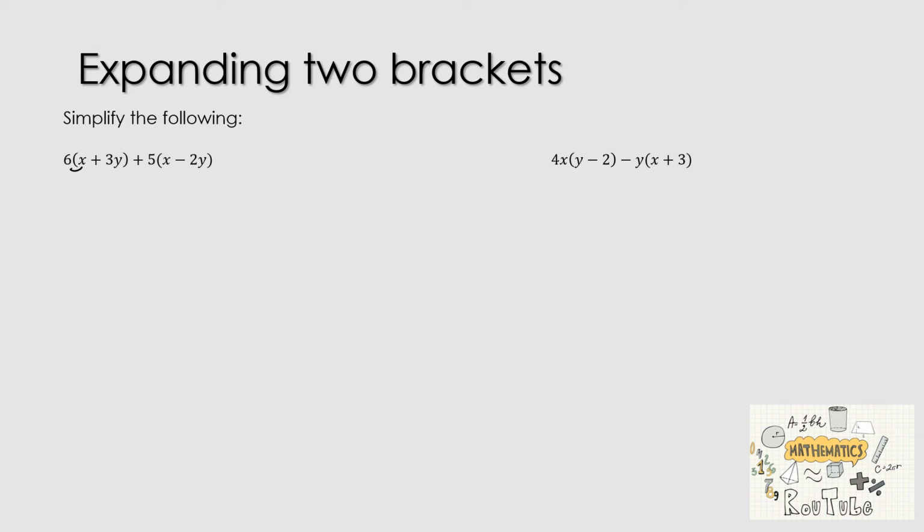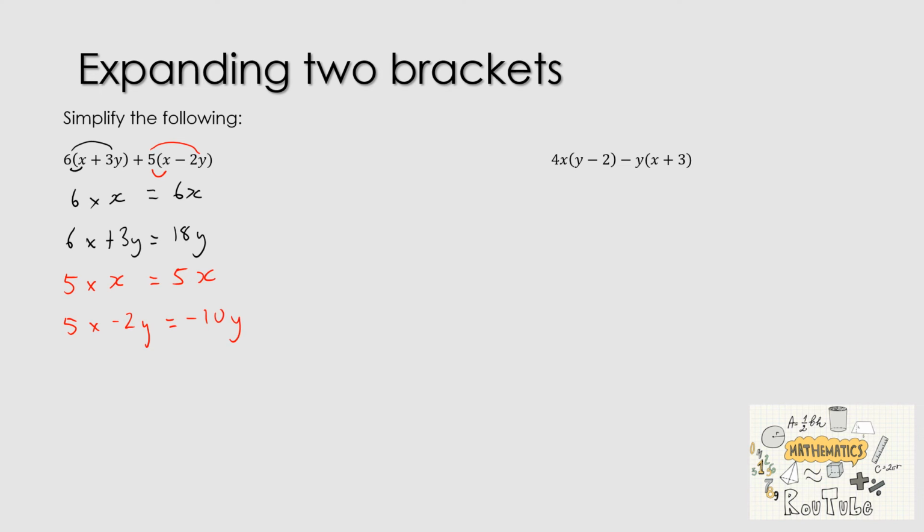So we've got 6 times x should give us 6x. Now I'll keep one color for the first bracket and then another color for the second bracket. Then we've got 6 multiplied by positive 3y equals 18y. Multiply coefficients and then the y's left over. Now we'll do the second bracket in red. So now we've got 5 multiplied by the first term, which is x, should become 5x. And then 5 multiplied by negative 2y should be negative 10y.